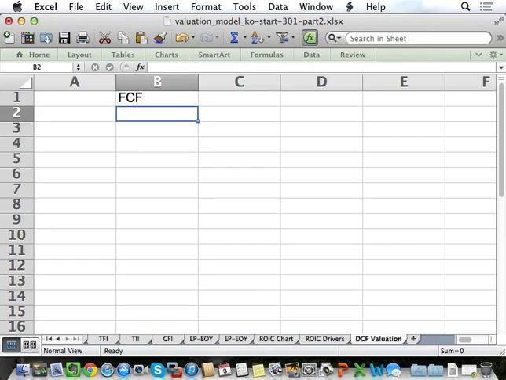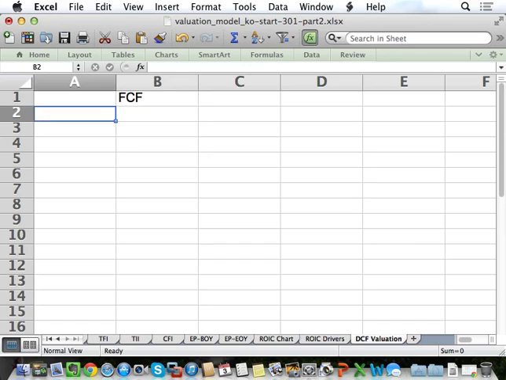Now, I'm going to list the free cash flows down the rows rather than across the columns, because when we print out this sheet, we want it to print out on one sheet of paper. Okay, so in order to get it to fit, I'm going to do it in portrait versus landscape, which we had done the other pages.